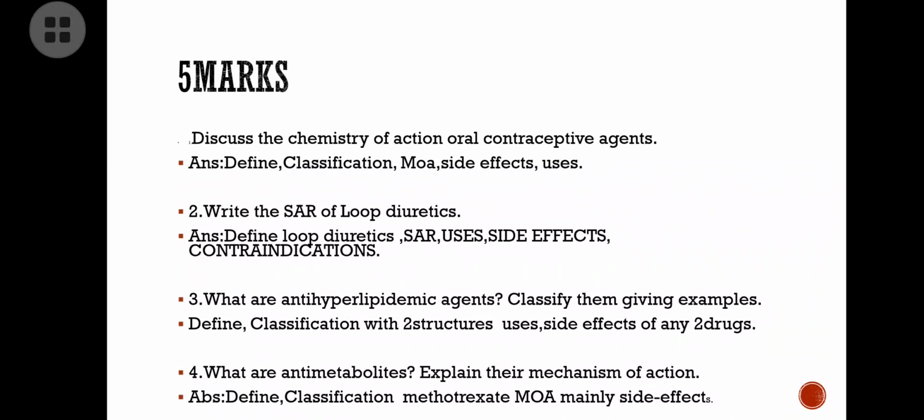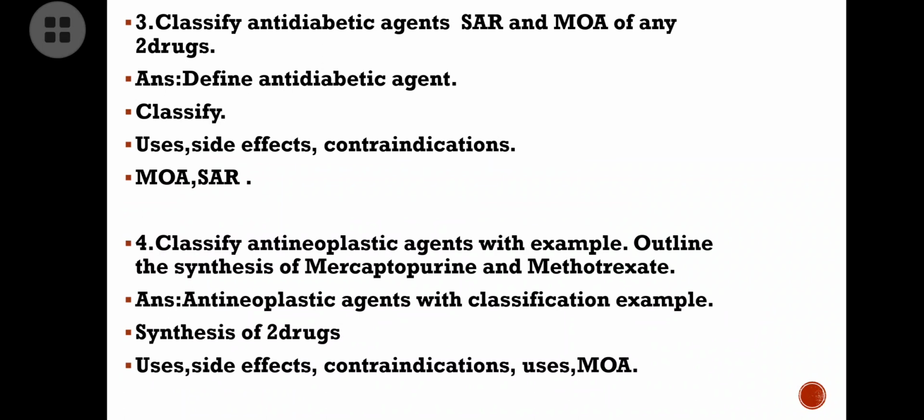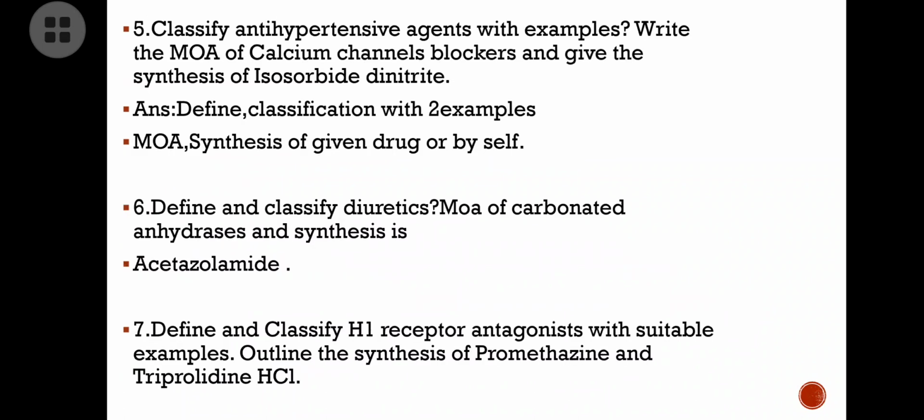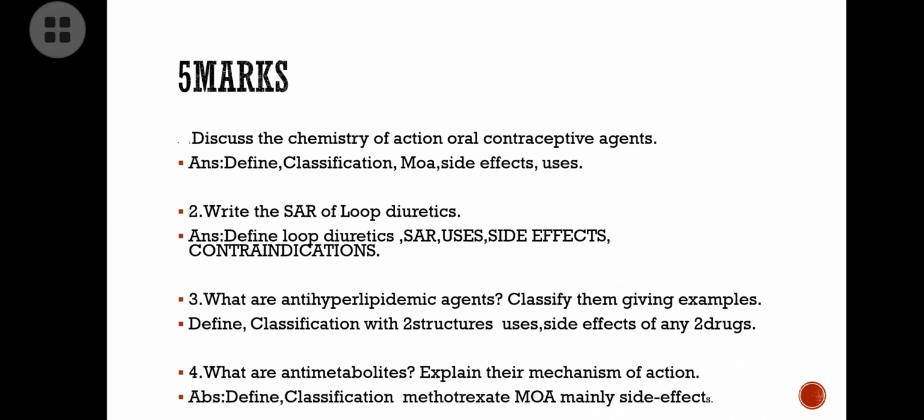Define chemistry of oral contraceptives. Which one? Chemistry of oral contraceptives. What you have to maintain here means, first you write the definition of these oral contraceptive pills or agents. Then you write some of the classification, that is combination pills and progestin only pills. These 2 classifications. Write 2 lines definition, mechanism of action, side effects and uses.